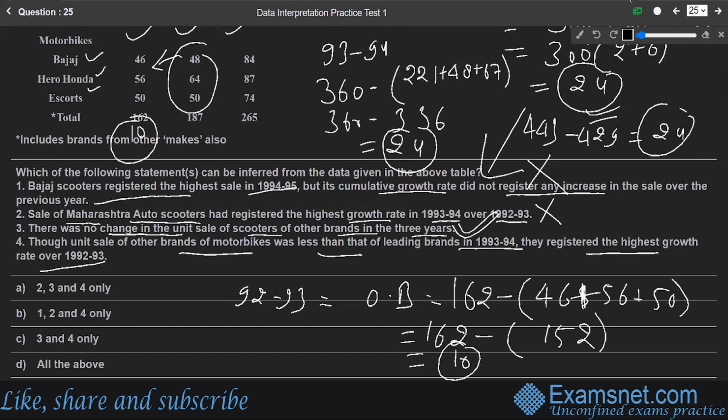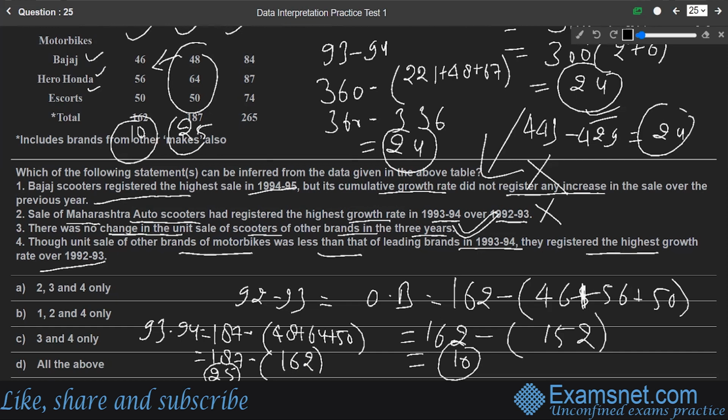For 93-94, how much is it? For that, we need to subtract from 187 the sale of other brands in 93-94. That is 48 plus 64 plus 50. If we add this together, 48 plus 50 is 98. 98 plus 64 is 162. 187 minus 162 is 25. So here the growth is 25. So the growth has gone from 10 to 25.